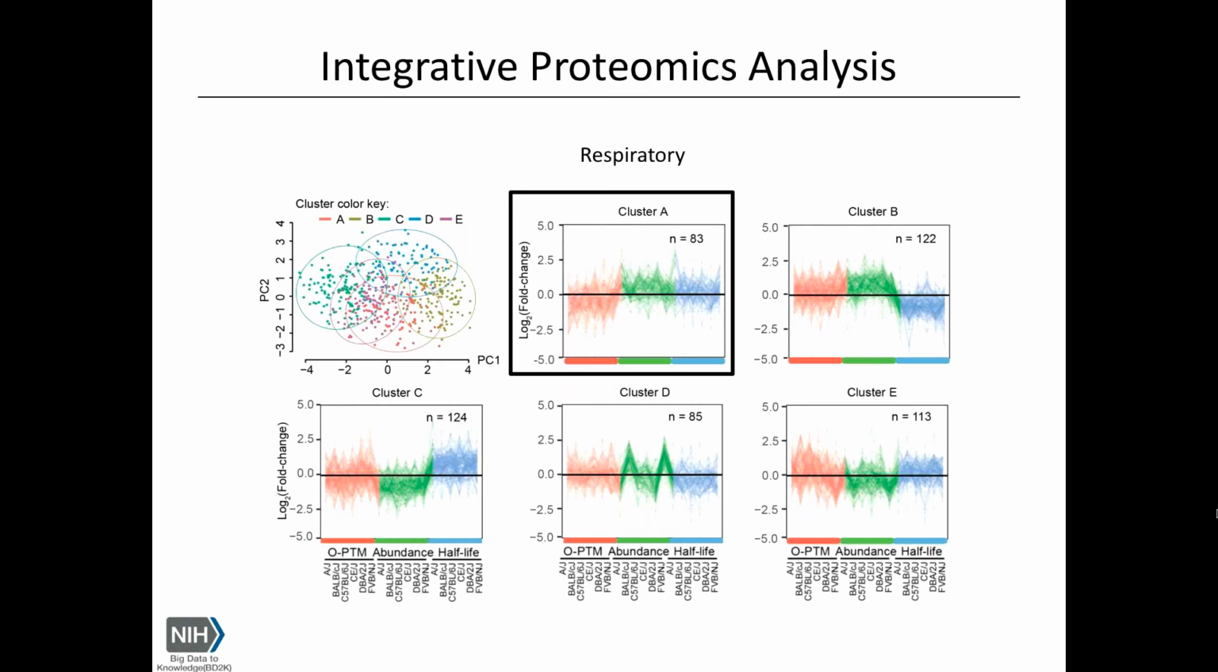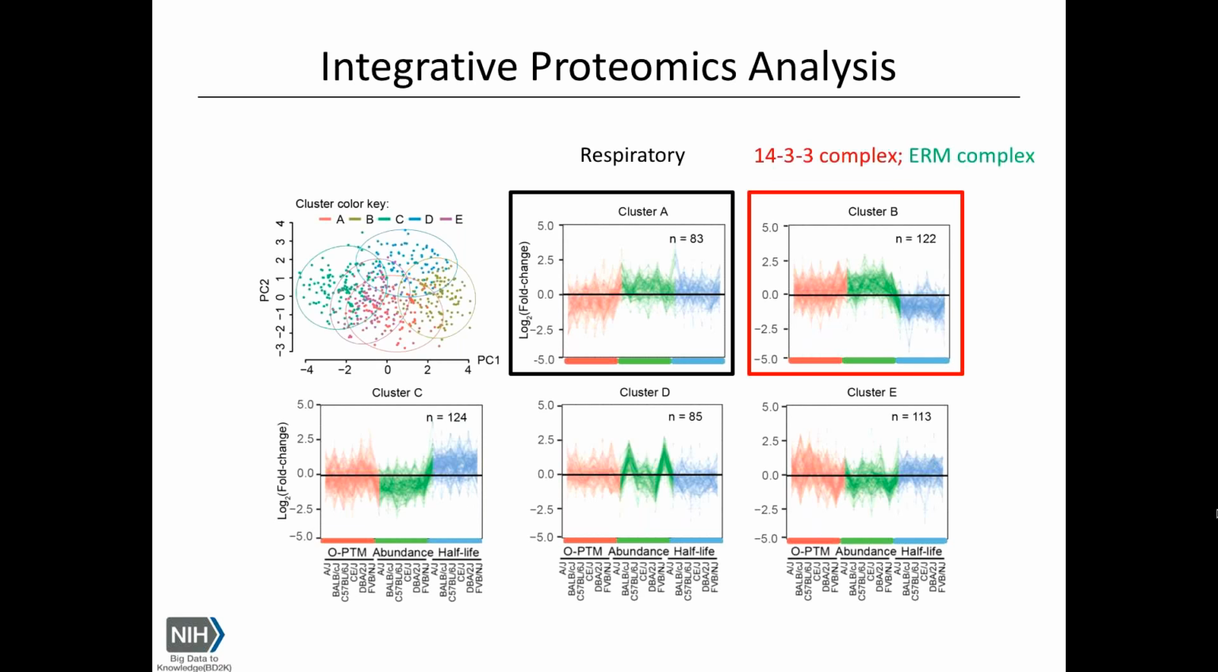So in particular, we noticed cluster A was also highly enriched in respiratory chain pathway. And for this pattern, we noted a decrease in O-PTM abundance with unchanged protein abundance and unchanged protein half-life or turnover, which may indicate that these proteins are regulated more directly by O-PTMs and perhaps independently of the protein itself.